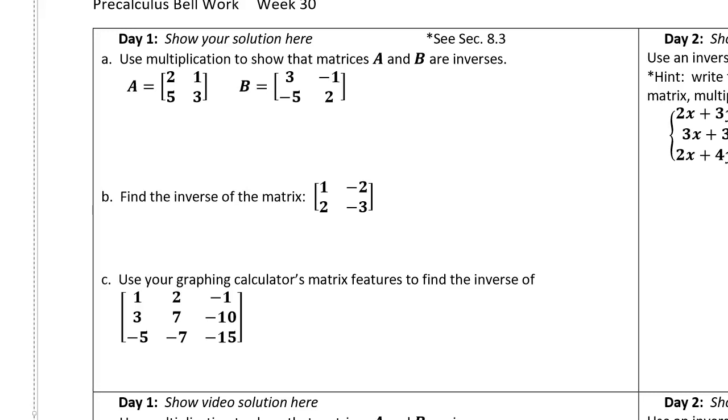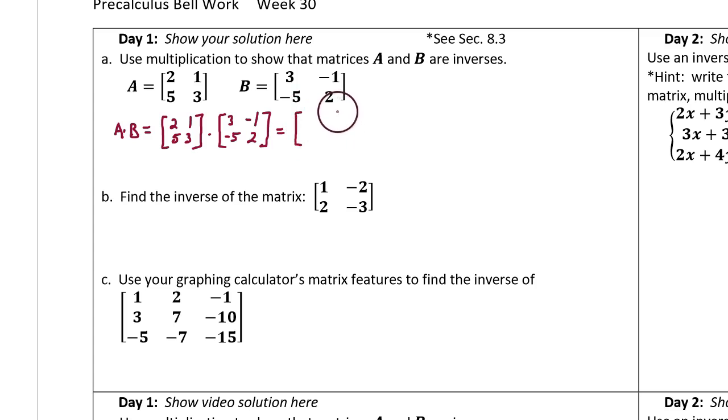Here's the solution for day one. Use multiplication to show the matrices are inverses. To do this, we need to multiply A times B and see that it creates the identity matrix. So I'm going to take the time to write down the two matrices side by side. And then we can multiply them.